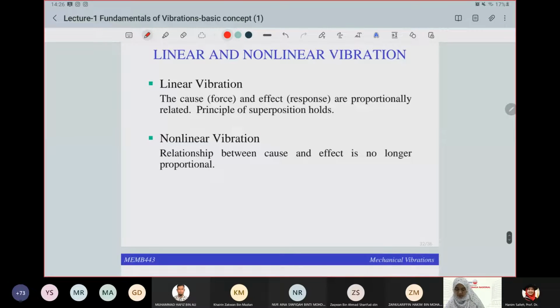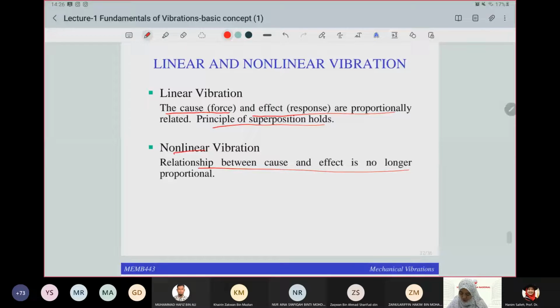For linear, it's saying that the cause force and effect response are proportionally related, because that's why it's called linear. It's where you can actually use the principle of superposition. If it's non-linear, you cannot do that. There is no such cause and effect relationship because it's non-linear.